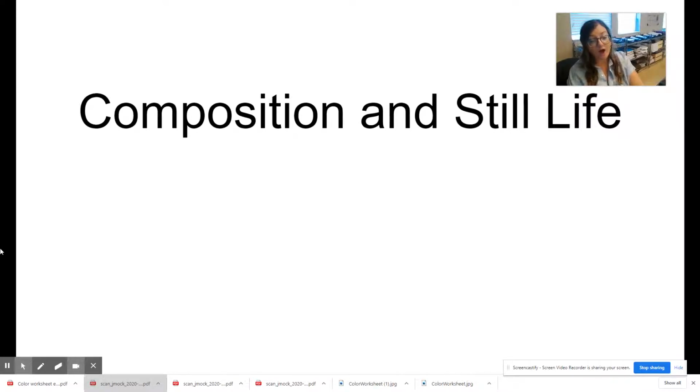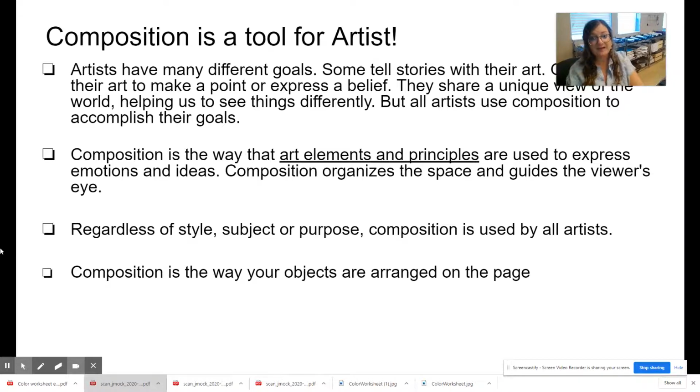Hi class, today we're going to talk all about composition and still life. Composition is a tool for artists. Artists create art for many different reasons. Some like to tell a story, some like to express a belief or a current event, some like to share how they see the world, some like to express emotion, okay?